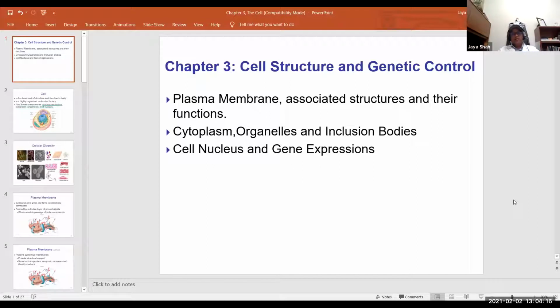And we will go over their structure and their function, and some of the diseases associated with these components of the cells. At the end, we will talk about the center of the cells, which is the control center of the cell, the nucleus. The main function of the nucleus is to contain the gene and then express that gene in the form of protein, lipid, and other synthesis. So we're gonna talk about cell nucleus and gene expression, okay?